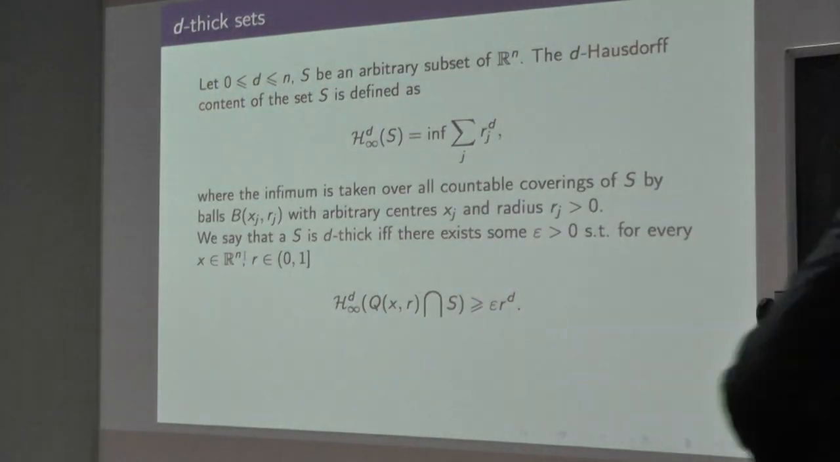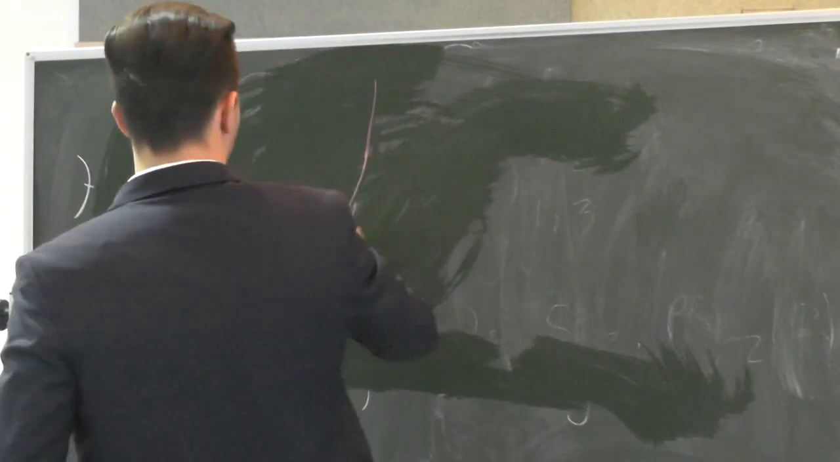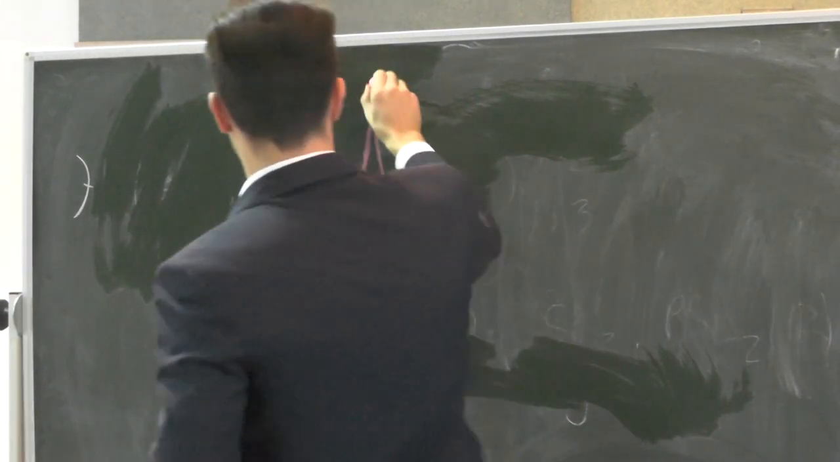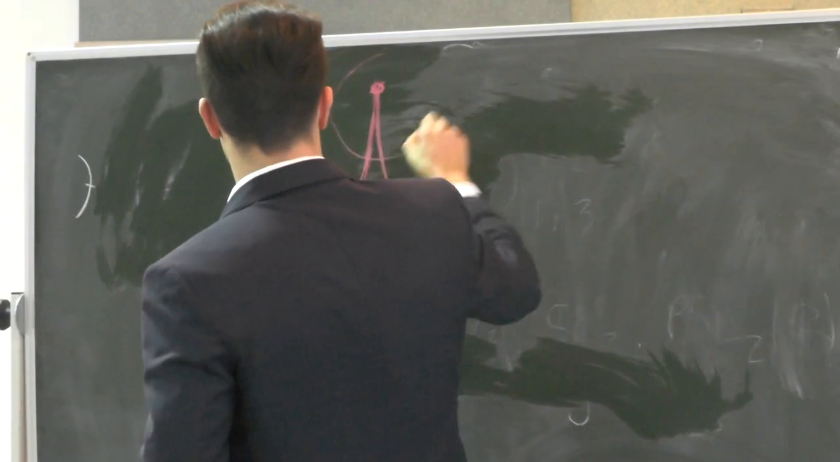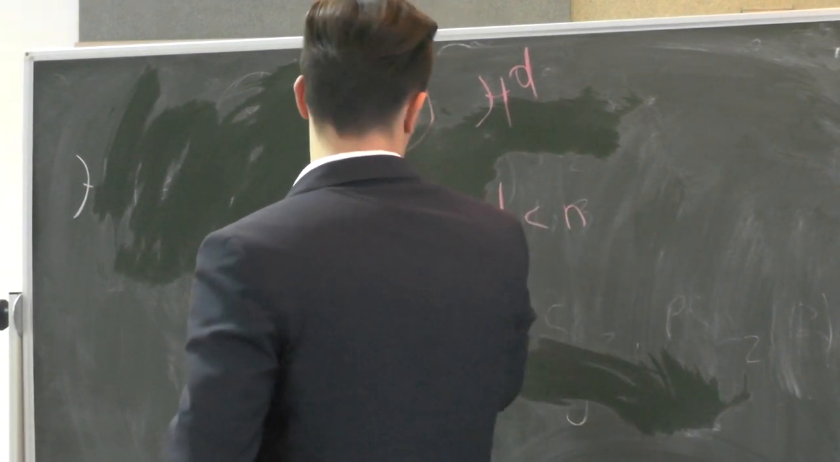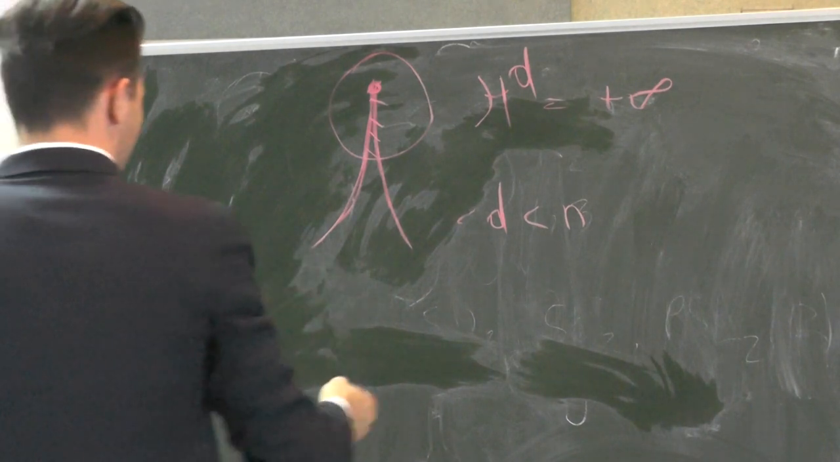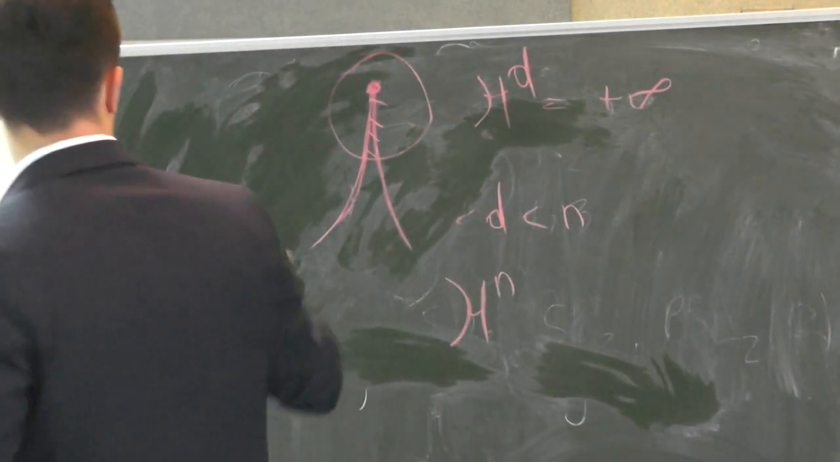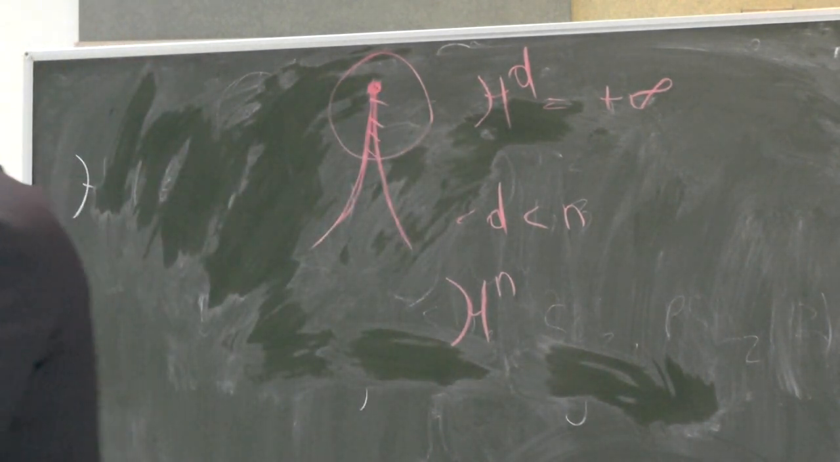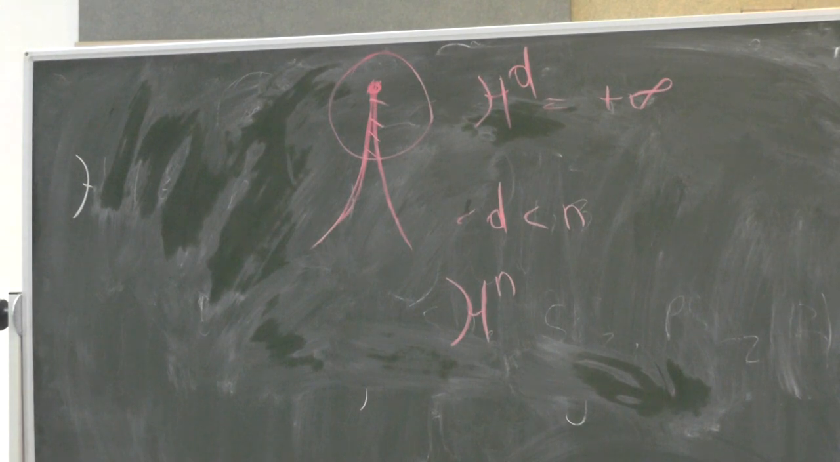Why? For example, if we consider a single cusp and consider this point, then the d-Hausdorff measure of this intersection, when d is less than n, is plus infinity. So d-Hausdorff measure is useless for us. And n-Hausdorff measure is also useless for us, because we have a rapidly decreasing measure of intersection for cusps. But it turns out that Hausdorff content is much better for us.